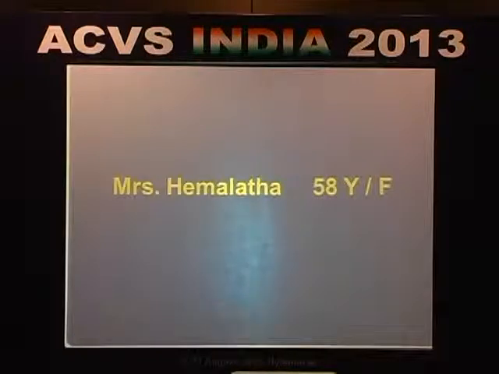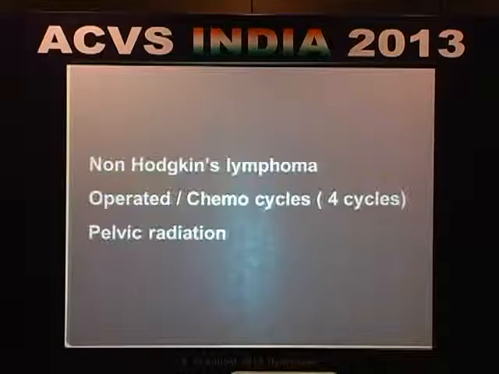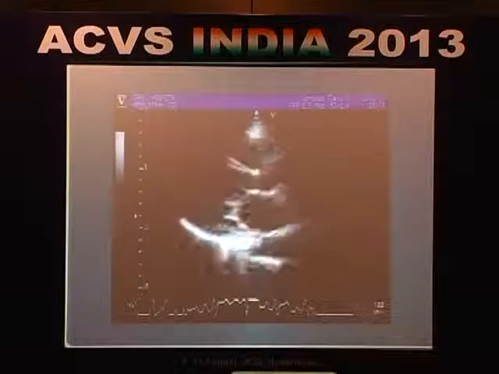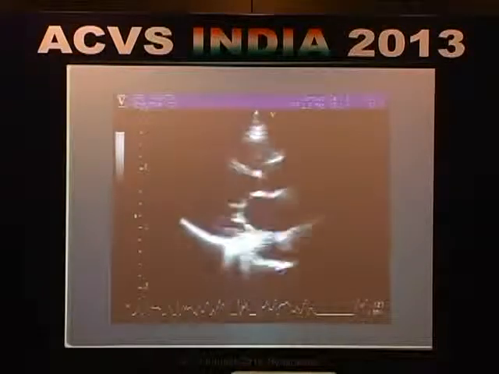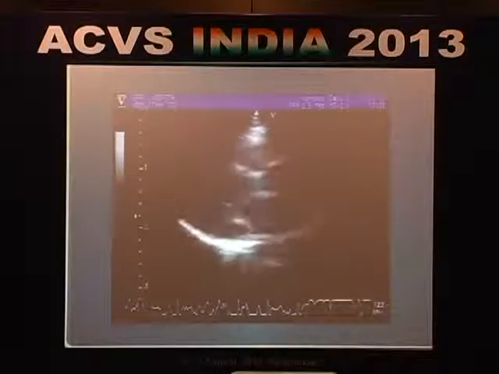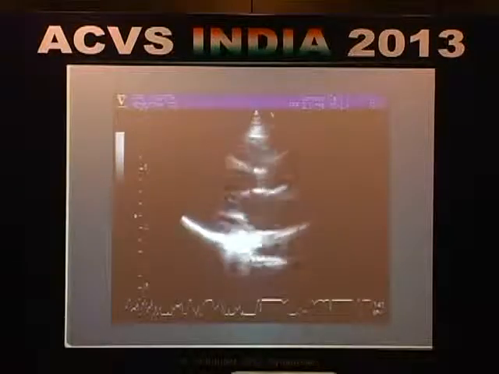A 58-year-old lady, the wife of one of my doctor friends in Hyderabad. She had a fibrosarcoma of the pelvis. She had surgery, radiation therapy, and chemotherapy years back. Lymphoma is not correct; she had a fibrosarcoma. She had a pelvic radiation and 4 chemo cycles. Years later, 4-5 years later, she came with heart failure.